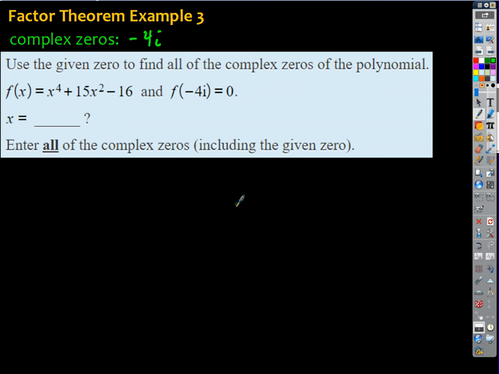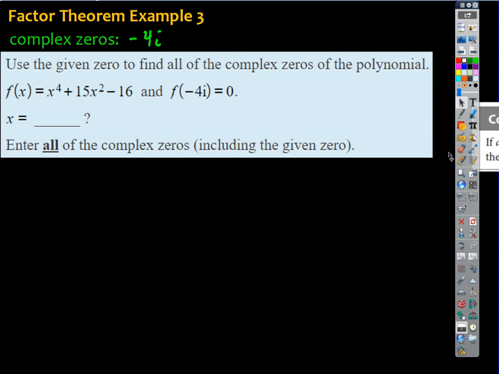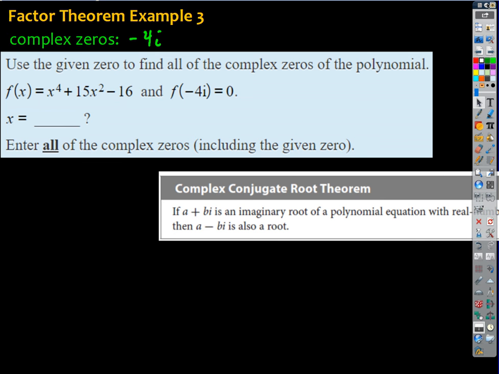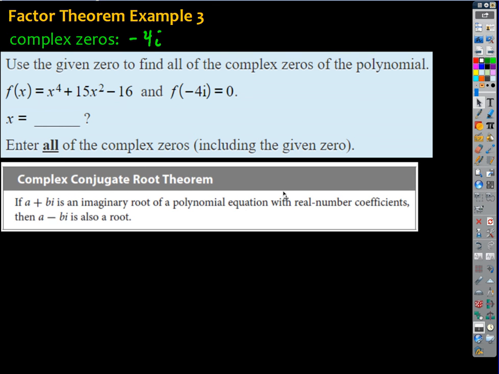Okay, so there's an important relationship here that you got to remember, first of all. What is it? If negative 4i is a zero, then I gave you a 2-for-1 deal. Positive 4i is a zero. And that comes from the complex conjugate root theorem, right? Which just says that if a plus bi is an imaginary root, or same thing as a zero, of a polynomial equation with real number coefficients, then a minus bi is also a root.